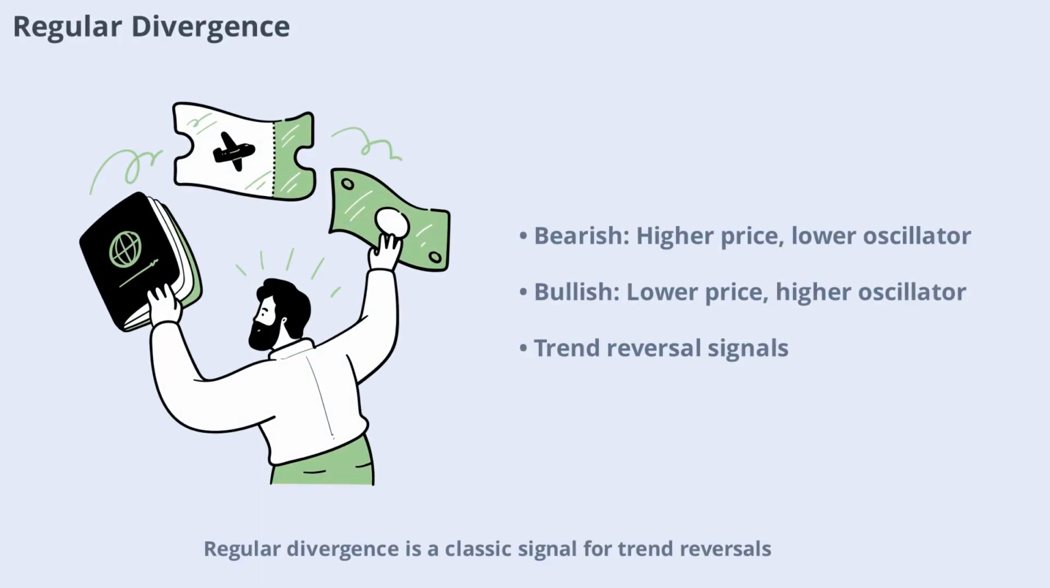Regular divergence is a classic signal for trend reversals. In a bearish regular divergence, the price forms higher highs while the oscillator forms lower highs. This suggests that upward momentum is weakening and a downward reversal may be imminent. Conversely, in a bullish regular divergence, the price forms lower lows while the oscillator forms higher lows, indicating that downward momentum is fading and an upward reversal could occur. Recognizing these patterns early can help traders position themselves ahead of major market moves.